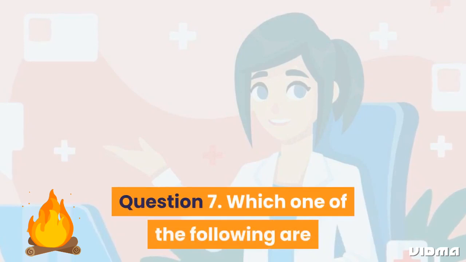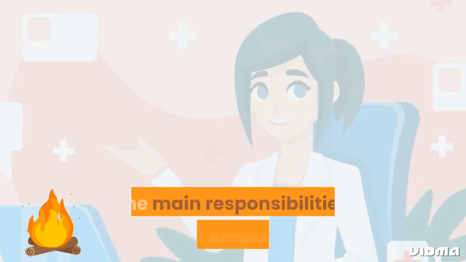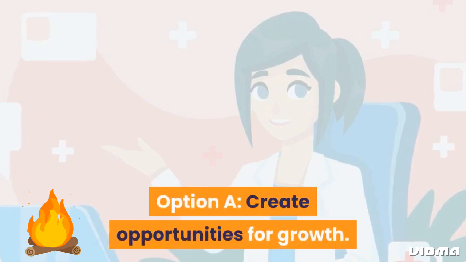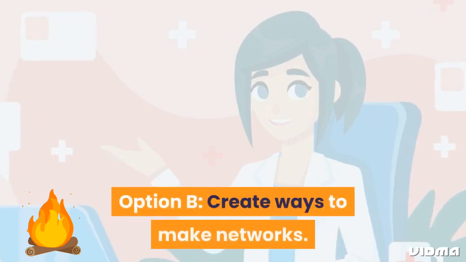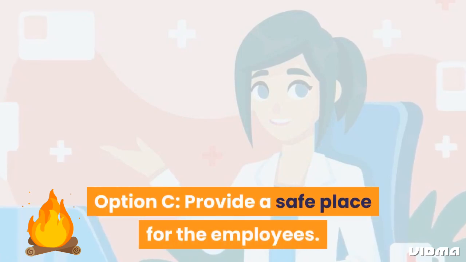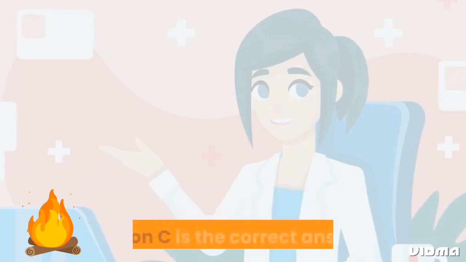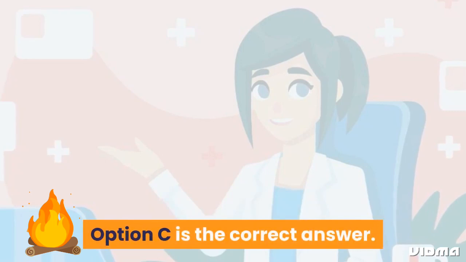Question 7. Which one of the following are the main responsibilities of an employer? Option A, create opportunities for growth. Option B, create ways to make networks. Option C, provide a safe place for the employees. Option D, provide entertainment to employees. Option C is the correct answer.